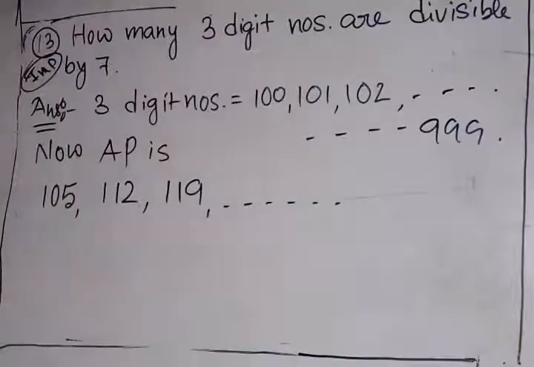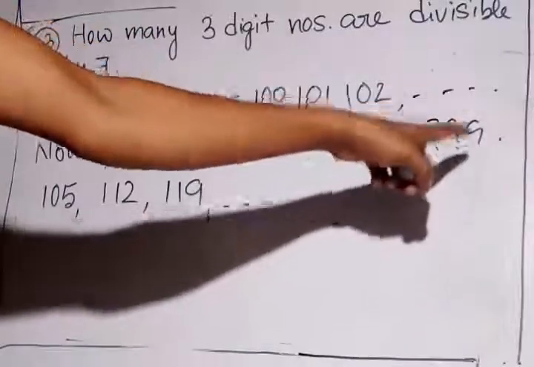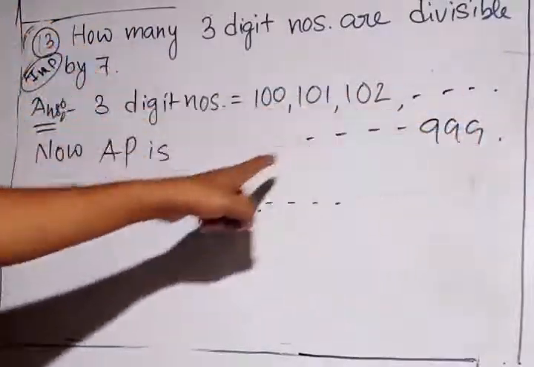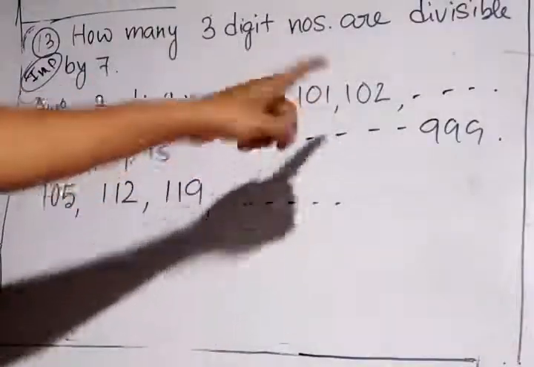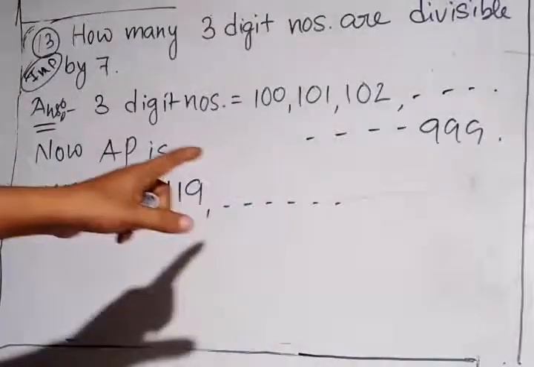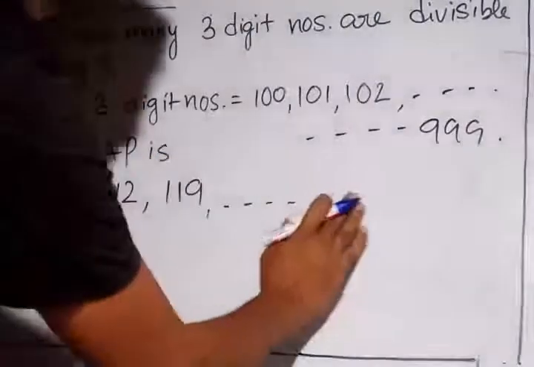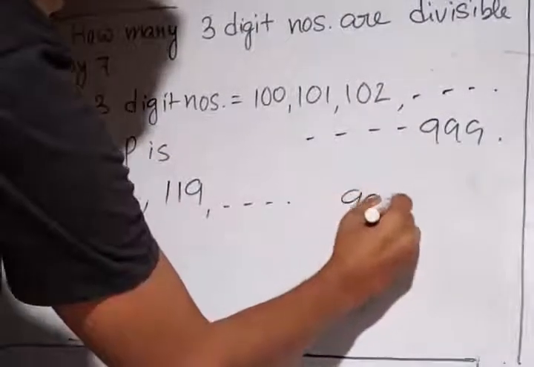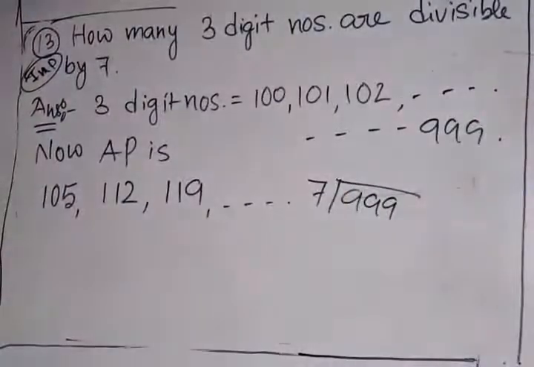Same process, but here you have to subtract because this is the last term. After that you can't go. So 999, same process, but you will subtract now. First we have added the plus 5. Now we will subtract. Whether it is 5, 4, what is the number? We don't know. We have to see what the difference is. So let's divide 999 by the same number 7.